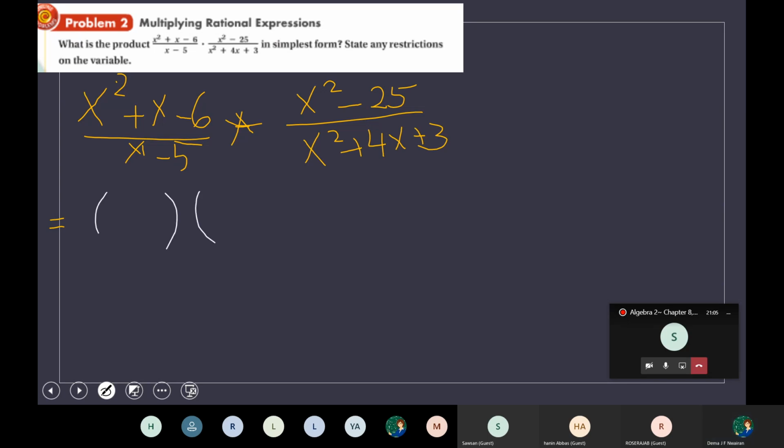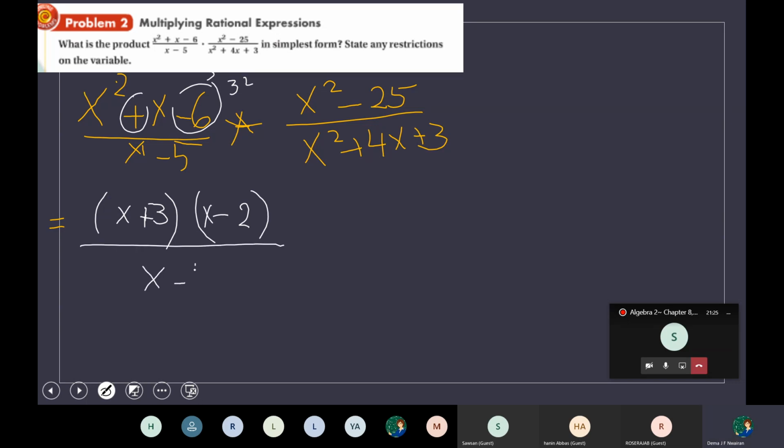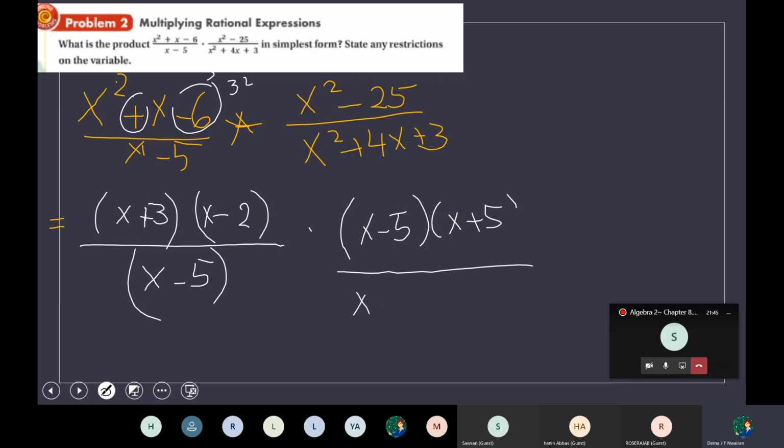For x squared plus x minus 6, the factors of negative 6 will be 3 and 2. So I will put 3 here and the other 2 here. And since we have a positive sign, I will put the greater number with the plus. Down it is x minus 5, keep it as it is. Then x squared minus 25, I can rewrite as x minus 5 times x plus 5. Then the last denominator I can write as x plus 3 and x plus 1. This is the first step.